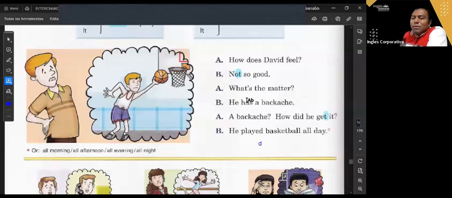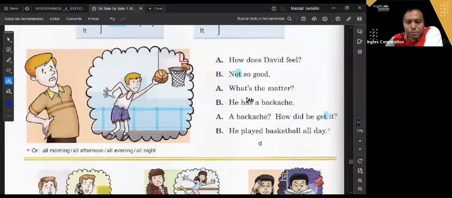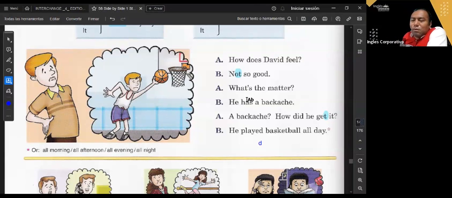How does David feel? Not so good. What's the matter? He has a bad cake. A bad cake. How did he get it? He played basketball all day. Allí tiene la conversación en el grupo de WhatsApp.